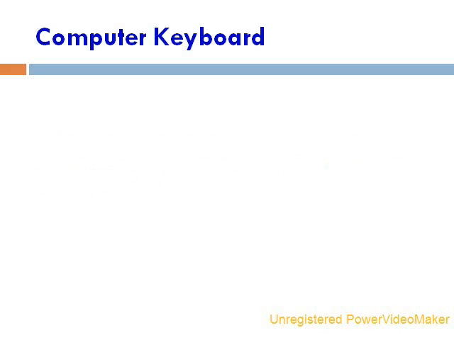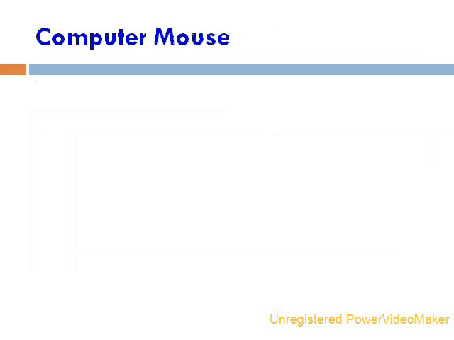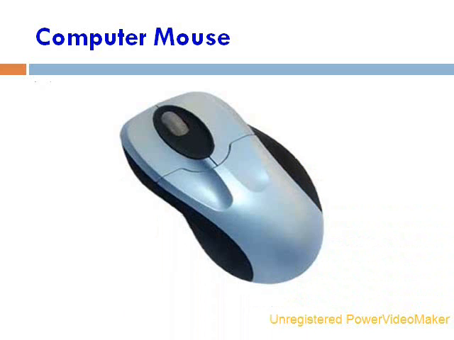The more obvious one and more common is a computer keyboard, like the one shown here. It looks like a typewriter keyboard, but it is different in some ways. We will look at the details of a keyboard later. Another common input device is a computer mouse, like the one shown here, not a rat.